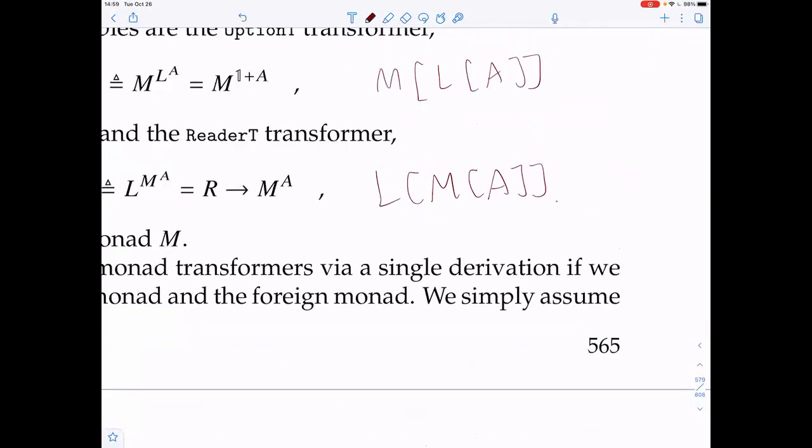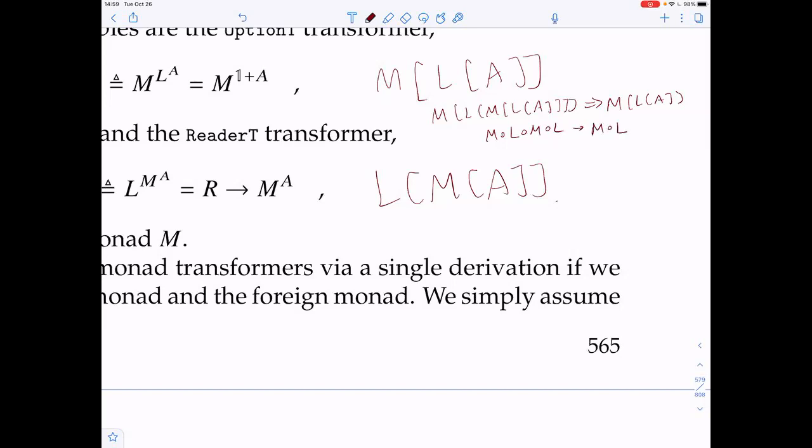If you want to show that this is a monad, then you need to implement the flatten function. The flatten function must have the type M, L, M, L, A to M, L, A, which in type notation could be written like this: M, L, M, L, using the functor composition notation, going to ML.